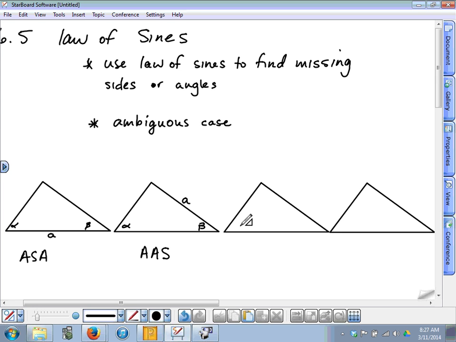What if we knew side A here, side B, and angle alpha? What case would you call that? Side, angle, side. This one's called side, angle, side, SAS. And then let's say we know side A, we know side B, and we know side C. That's side, side, side.